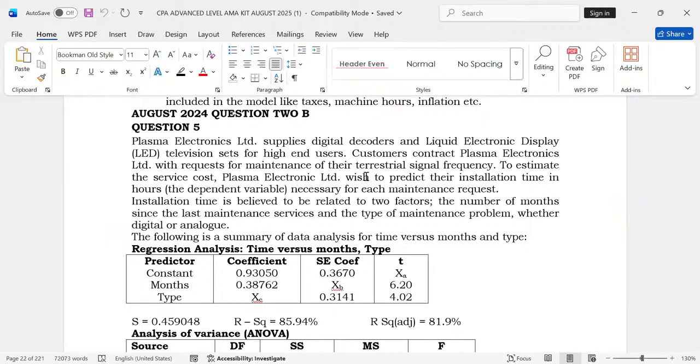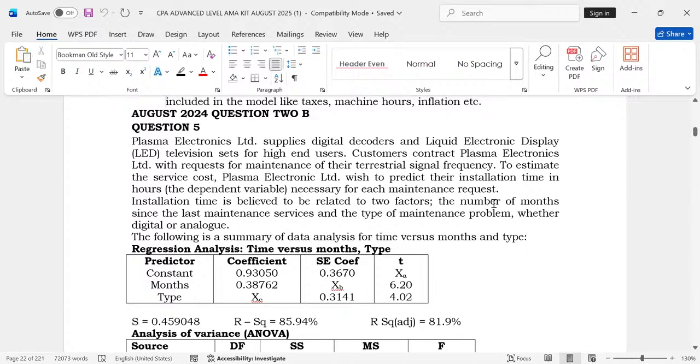To estimate the service cost, Plasma Electronics Limited wishes to predict the installation time. So the installation time is their Y. What they want to predict always goes to Y, in hours, which is the dependent variable, the Y variable, necessary for each maintenance request. Installation time is believed to be related to 2 factors.